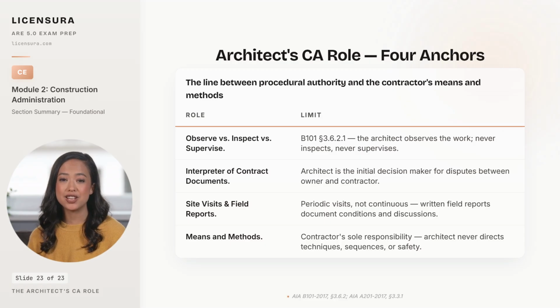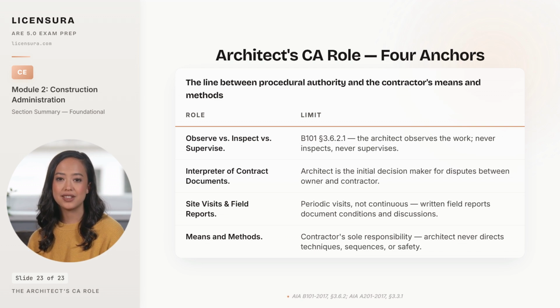Interpreter of the contract documents is the architect's role when a dispute arises between owner and contractor. AIA A201, Article 4, makes the architect the initial decision maker, and that decision can be appealed to mediation but cannot be bypassed. Site visits are periodic rather than continuous.